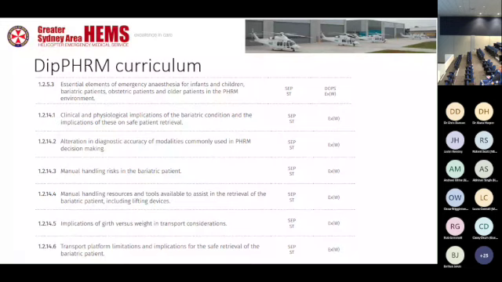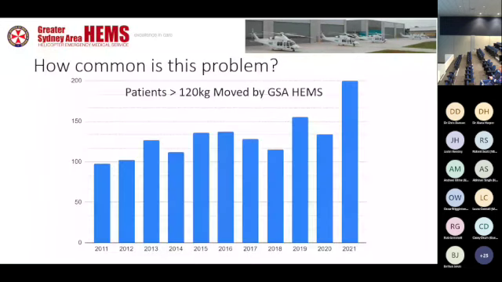So looking at our service, I had a little look back through the last 10 years, and like all charts with obesity and large patients, you can see a general upward trend. There was definitely a big jump last year where we moved just over 200 patients over 120 kilos, and I think that's probably a reflection of COVID. I'm sure everyone else has found that with COVID, patients with higher BMIs tend to do a bit worse and need a bit more ventilatory support.